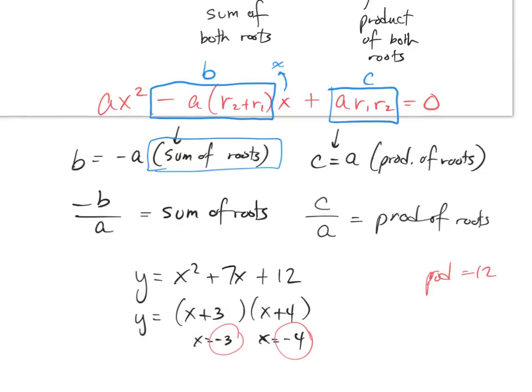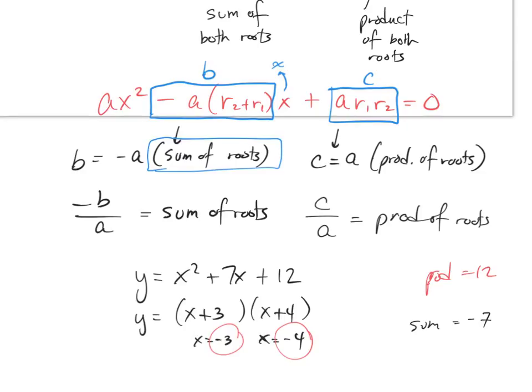We could also sum them together. What do you get when you add these two things together? So the sum is equal to negative 7. Well, according to what we saw earlier, we were told that the sum is negative b over a. Well, negative b is negative 7 over 1. So the sum is indeed negative 7. So if you memorize these rules, you could always check to see that your answer is correct.